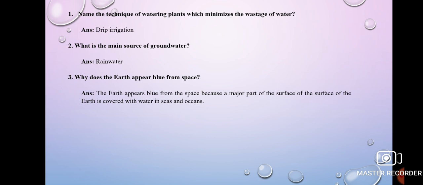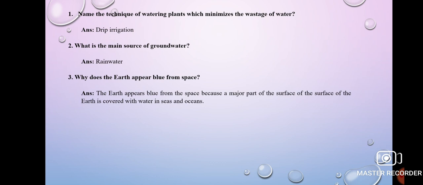Okay. Next, question number 2. What is the main source of groundwater? Answer is rainwater. When the rain falls, then what happens? It is absorbed by the soil and then it percolates directly to the underground and it recharges the groundwater.